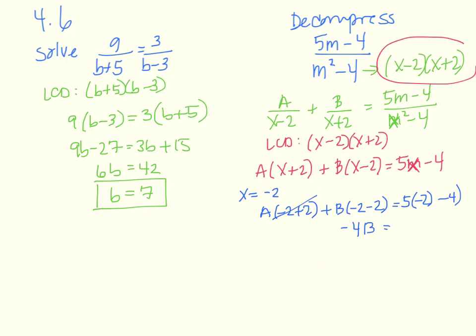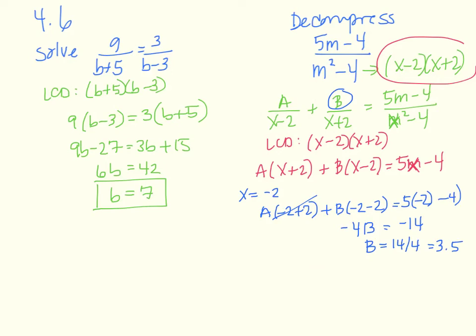I'm left with negative 14, it looks like. So this is going to be B equals 14 over 4. Normally I'd say leave your answers in fractions, but because this is a fraction within a fraction, right, B is my numerator, let's just go ahead and make that a decimal. So that's going to be 3.5.